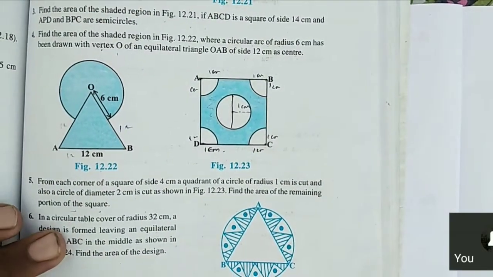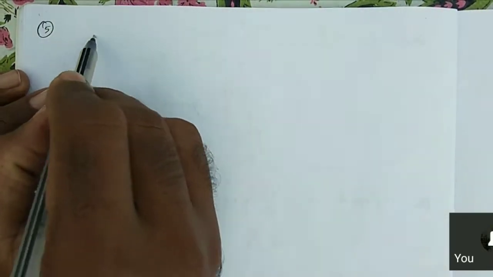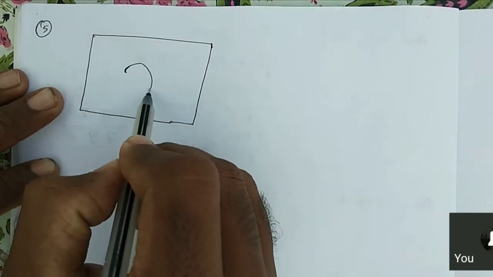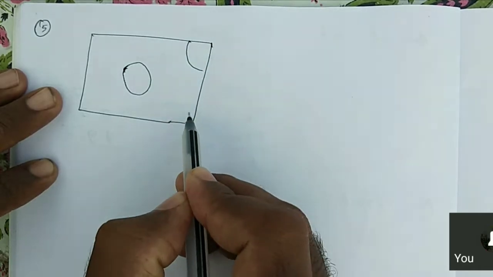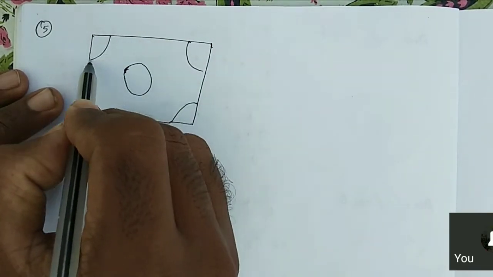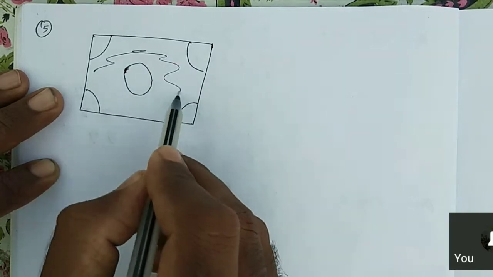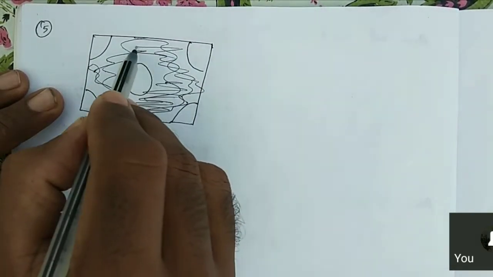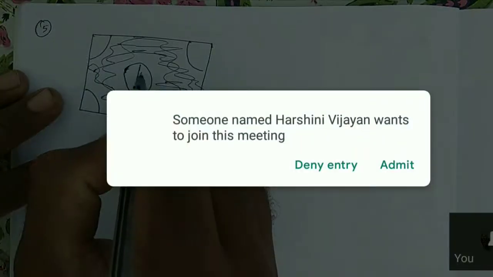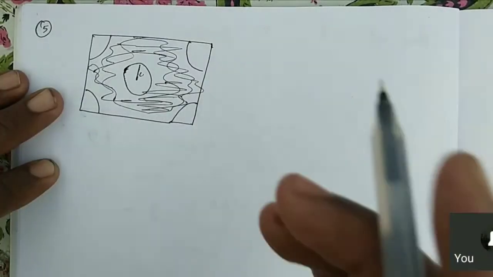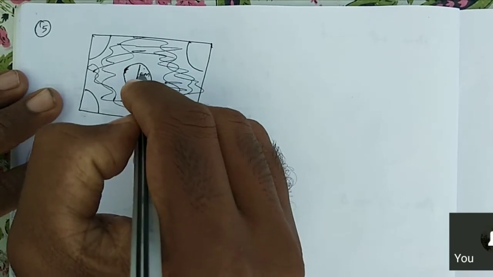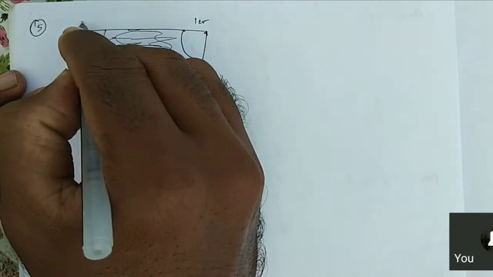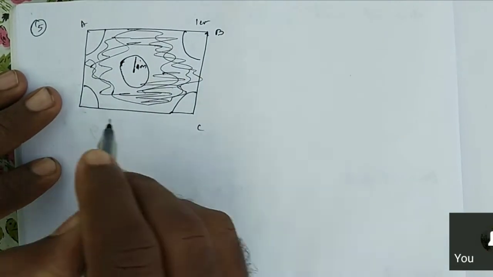Okay, now we can draw the diagram. It is a very easy question. Now we should draw the diagram. So the center circle and the corner 4 circles. So we should find this region. Now here, what is the radius? 1 centimeter, right? So corner 1 centimeter. Here A, B, C, D.